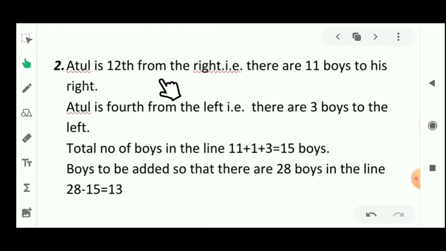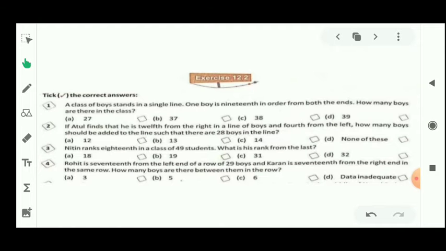Because Atul is 12th from the right, that is 11 boys to his right, and Atul is 4th from the left, there are 3 boys to the left. So the total number of boys in the line is 11 plus 3, that means 14, and 1 is Atul, that means total 15 boys. So the boys to be added, so there are 28 boys in the line. Total boys are 28, and 28 minus 15, it will be 13 boys. Let's see the next question.